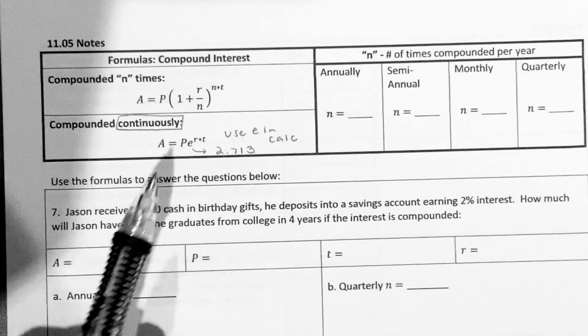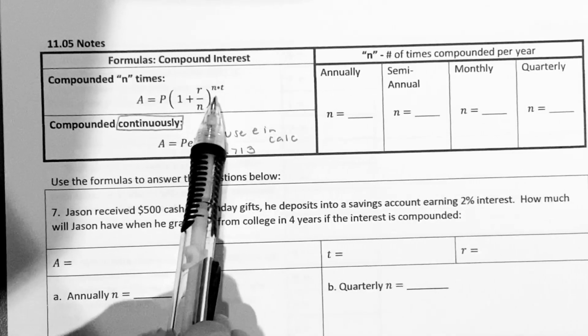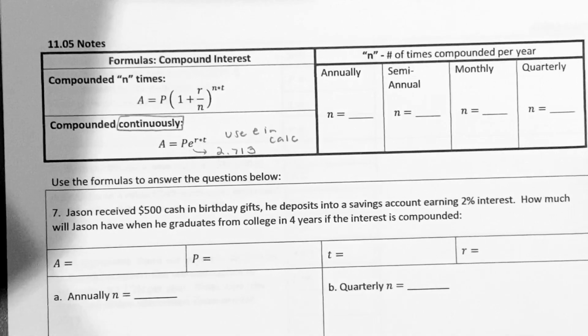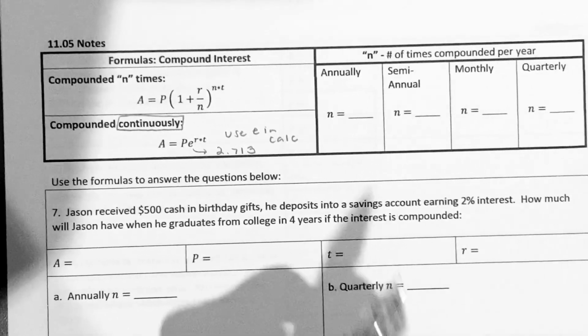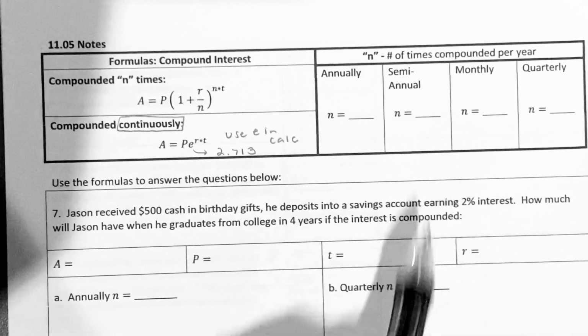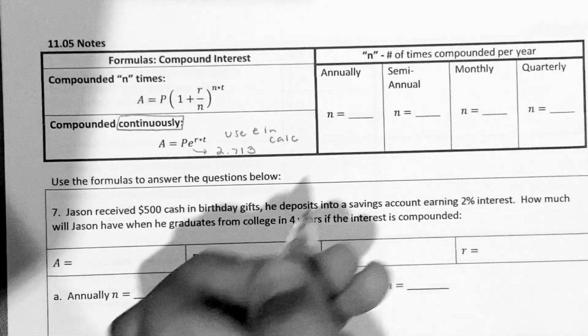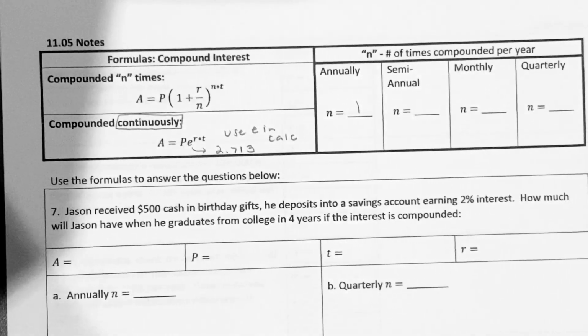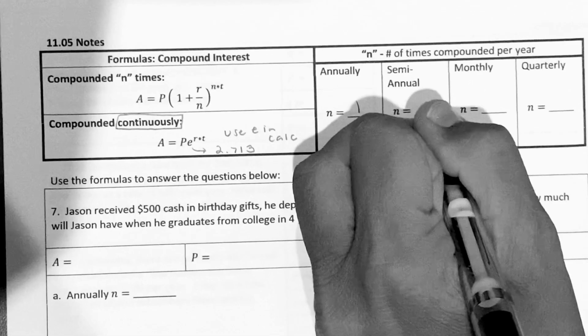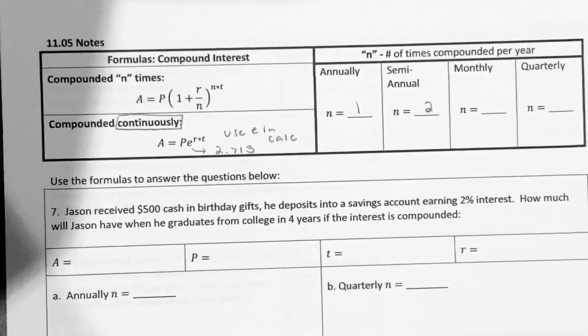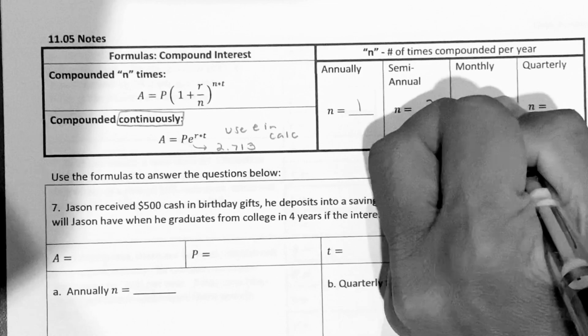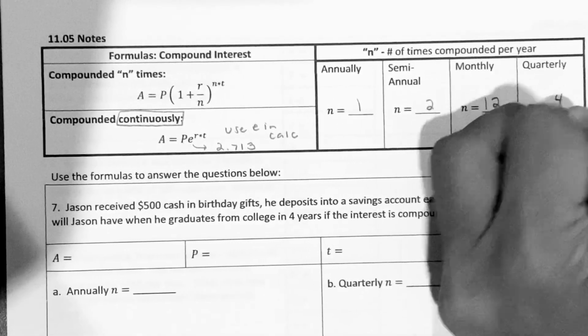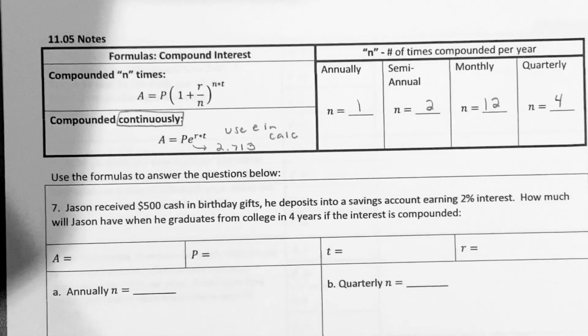If you look at your compounded n times formula, you have a new variable, which is n. And n means different things based on what it says in the problem. N is the number of times it's compounded per year. So if it's compounded annually, that means it's compounded 1 time in that year. If it's compounded semi-annually, it's 2 times. That means it happens twice a year. Monthly would happen 12 times. And quarterly would happen 4 times. If it says daily, daily is 365. Weekly would be 52. Just think about how many times that happens within the year.